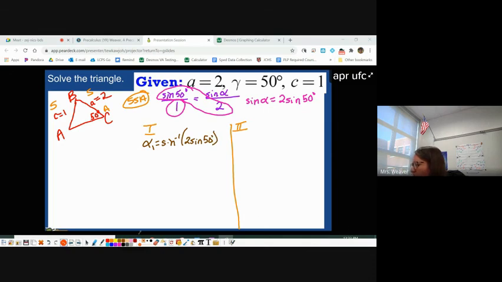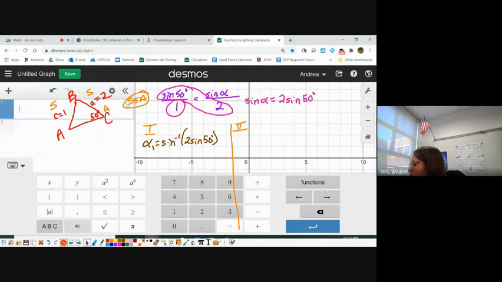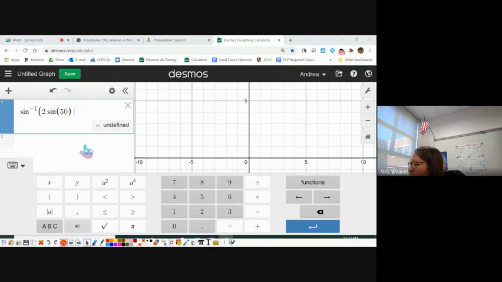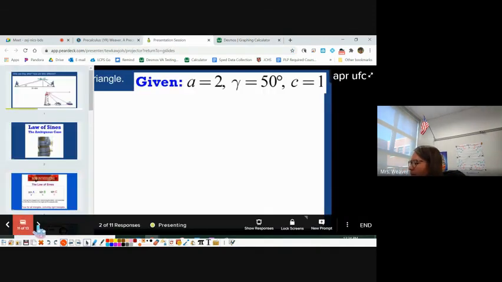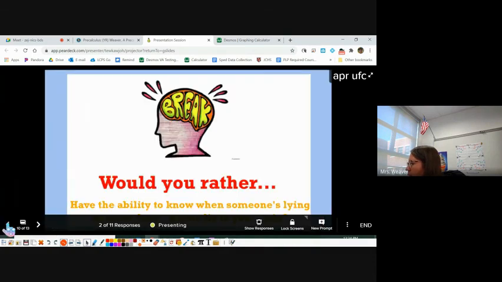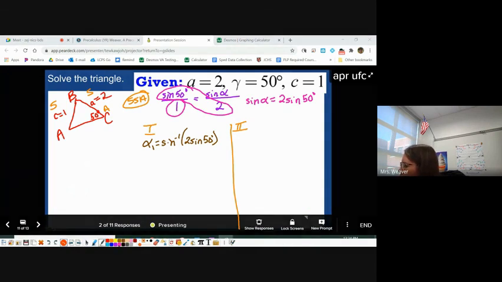Okay, so let's go to our calculators. I'm going to do sine inverse of 2 sine 50. And what do we get? Undefined. Don't be frustrated when you get that. Be like, oh, what does that mean? That means we're happy, because there is no triangle. There is no triangle at all.